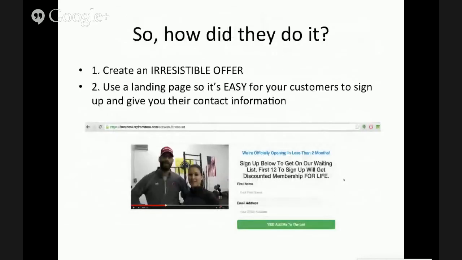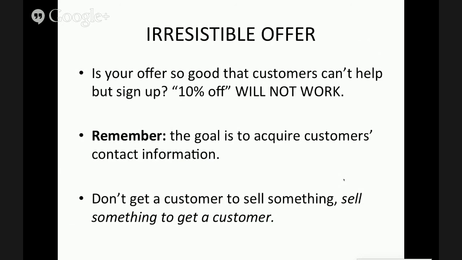So again, I'll go back to this landing page here. It's very simple. It just has a short headline of "We're officially opening in less than 2 months," and then all it says is "Sign up below to get on our waiting list." They're telling them exactly what they want the customer to do. That's a very direct call to action. The first 12 to sign up will get discounted membership for life. And then they put their name and email, and there's a big button that's bright green, and it says, "Yes, add me to the list." And they click that button, and boom, they're signed up for that list.